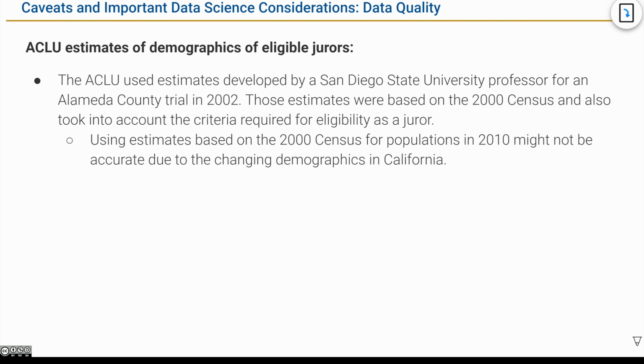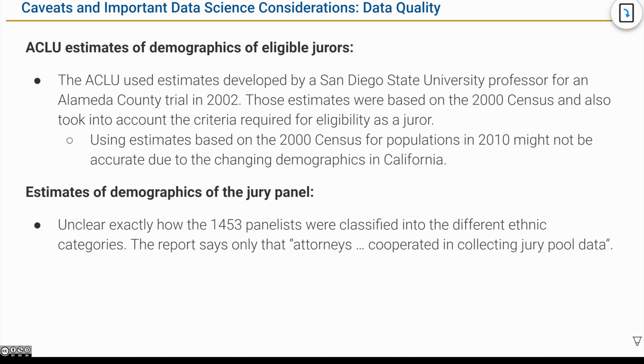Not only because of the timing difference, the 2000 census versus 2010, but also just the fact that it was a model, it was an estimate that was developed by this professor. The other data quality issue we need to be careful about is we were using the estimates of the demographics for the actual jury panels, but the report didn't exactly explain how panelists were classified into their categories. And so it's possible that between this data set and this data set, there was not necessarily consistency in who got classified in what demographic, and that could have led to an incorrect conclusion.